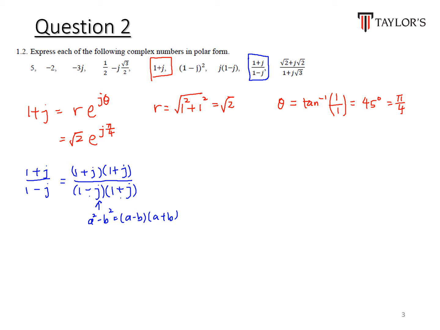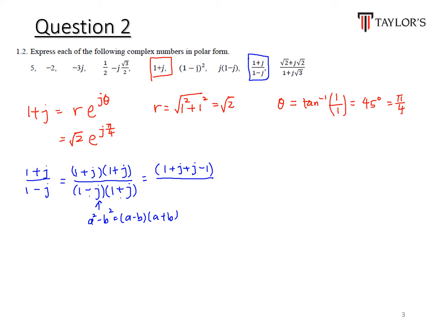And after multiplication, you can solve the top part first. 1 multiplied by 1 is 1. j multiplied by 1 is j. So you have 1 plus j. And j multiplied by 1 is j. You have 1 plus j, you have j again. And j multiplied by j is negative 1. You have to always remember that. Two imaginary numbers multiplied by each other is negative 1.